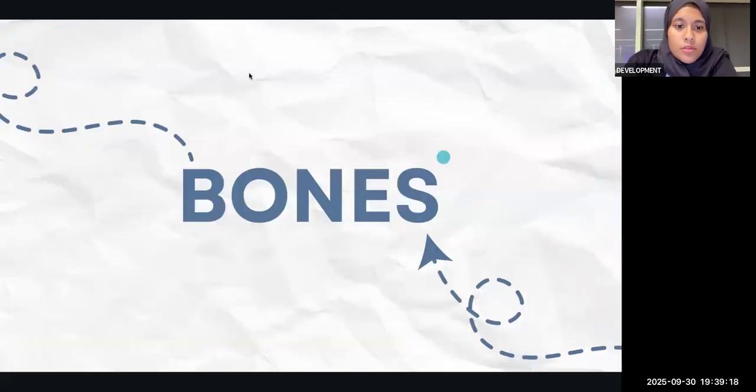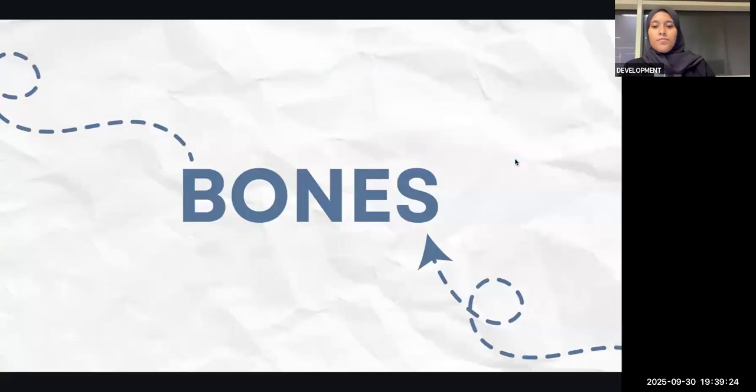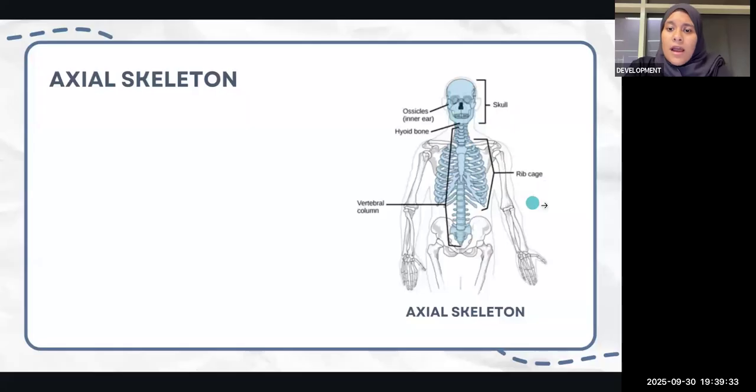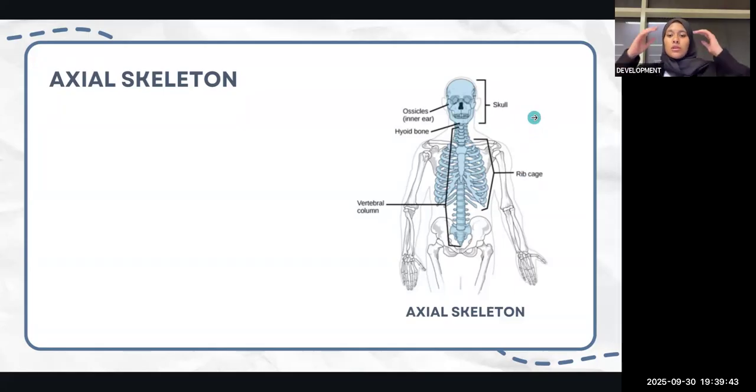Okay, let's move on to bones. Bones is the last part of our musculoskeletal system. Bones is very easy, alhamdulillah. You have your axial skeleton, number one. As I like to think about it, axial means axis. Every time I think about axis, that means something that's in the middle. So the axial skeleton includes most of the things that are in the middle.